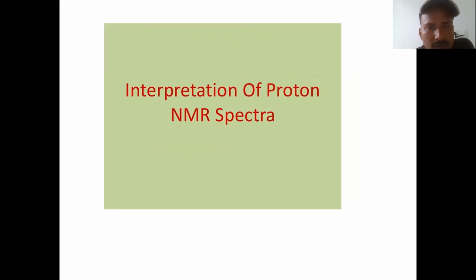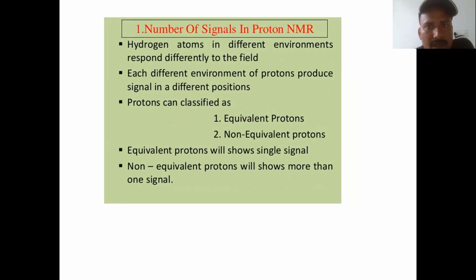Next we will talk about the interpretation of the proton NMR spectrum. The number of signals in proton NMR is the first point. Hydrogen atoms in different environments respond differently to the field, and each different environment of proton produces a signal at a different position. Protons can be classified as equivalent or non-equivalent. Equivalent protons will show only one signal. Non-equivalent protons will show more than one signal.